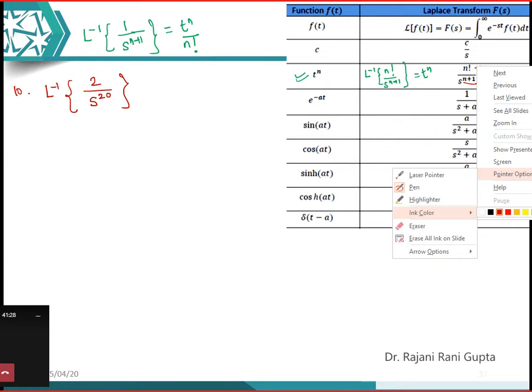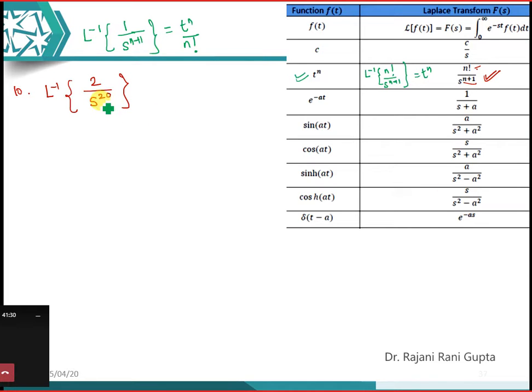So what do you have? You have 20 here. So n plus 1 is 20. What will be the value of n? 20 minus 1. So n is 19. Okay. So you need 19 factorial here. But you have 2, which is not required. So what will you do with 2? You take it outside and write it as 2 times Laplace inverse of 1 over s to the power 20.